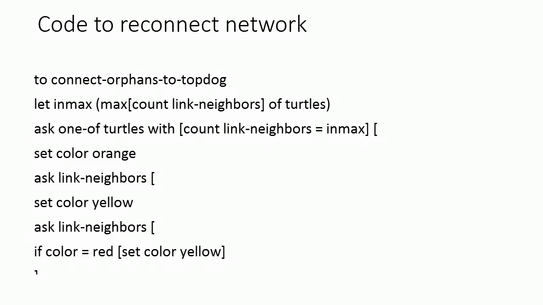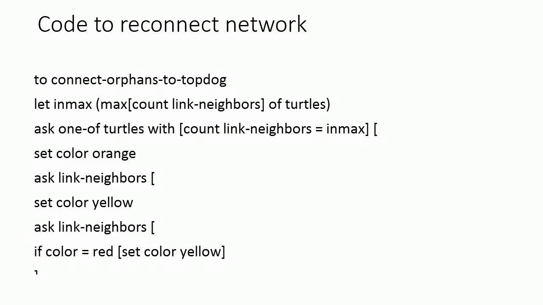All right, so here's how it starts. I called it connect-orphans-to-top-dog. Let inmax, that's a local variable, be the max of the count of linked neighbors of turtles. So that's going to give me that largest number, either 1 or more of the largest hubs. Then ask one of the turtles that has its count equal to that inmax. So pick one of those hubs. Set its color to orange. That's our main focal guy.